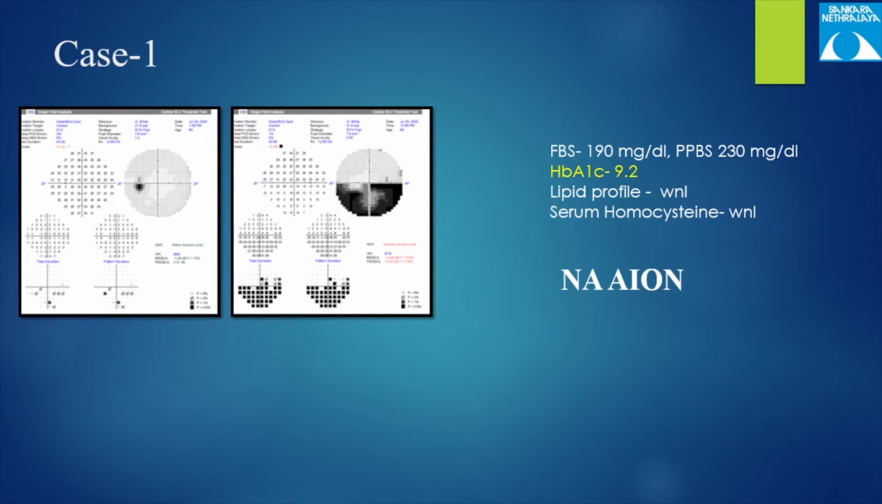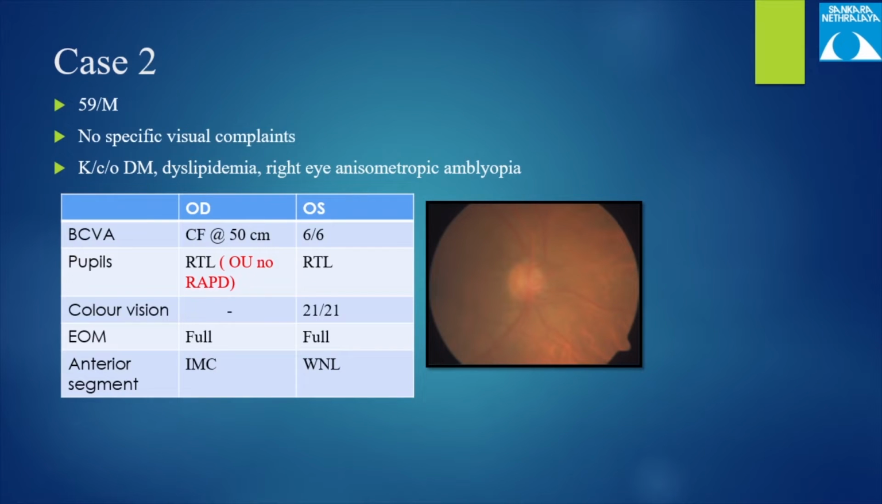Ma'am, other risk factors for NAION will be anemia, smoking, apart from diabetes. Ma'am, hypertension, smoking, dyslipidemia can precipitate it. Hyperhomocysteinemia will predispose to accelerated atherosclerosis, which can in turn cause NAION. The rare causes are anemia and OSA, that is, sleep apnea. Okay, fine. We move on to the next case.